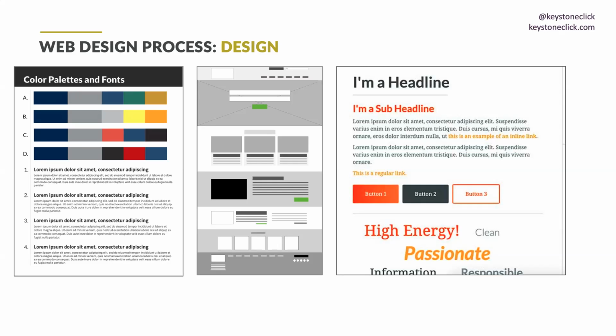Then you're going to marry the colors and fonts to this mapped out wireframe and start playing with some of those options. You know, do you want all of your headings to be a certain color? What are the buttons going to look like? And you start building out how the rest of the site is going to come together.